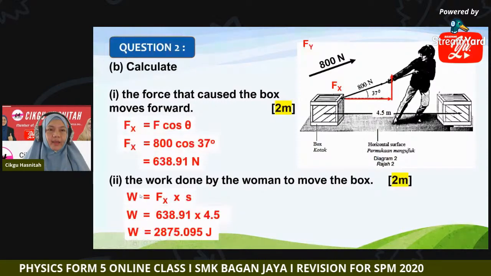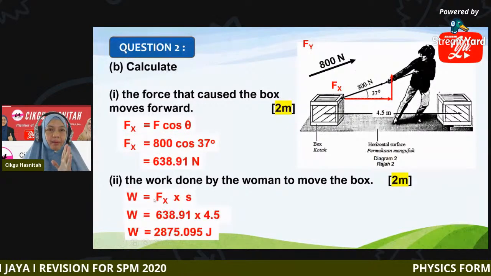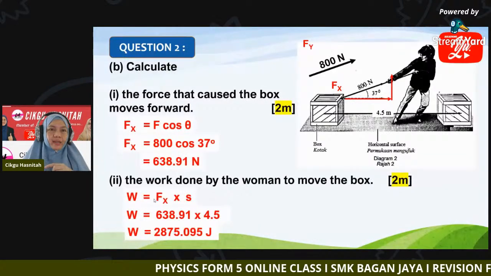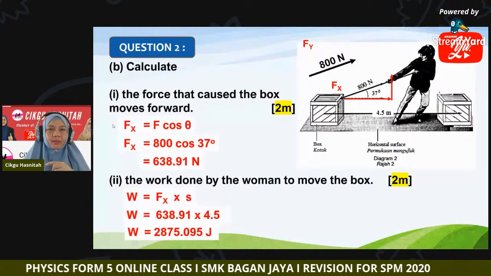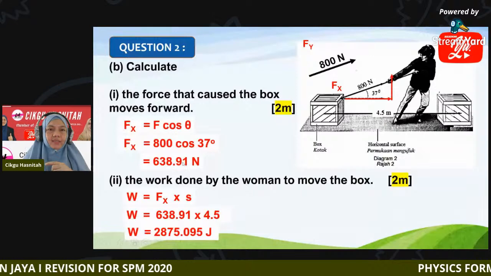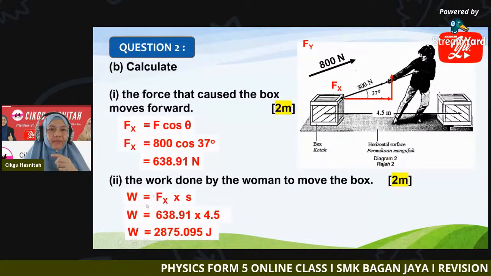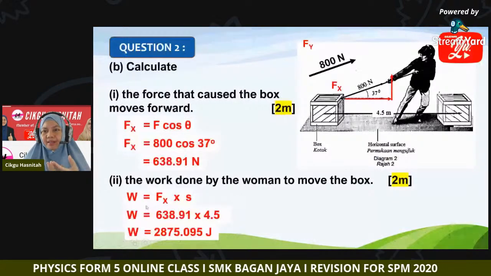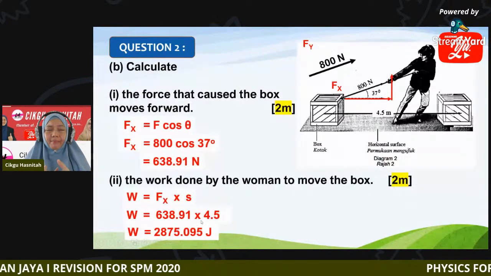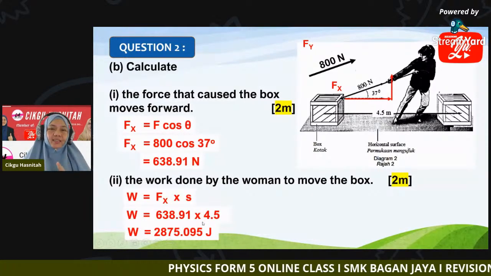Here you have to be a bit careful. W is Fs, but which F we apply here? It's not the 800, but it is the component of force Fx, which we have calculated earlier in the first part, because the box moved forward due to this force Fx. So to find the work, we use the force Fx multiplied with the displacement. Don't put here 800 multiplied by 4.5, so you will get a wrong answer. That is a wrong understanding.